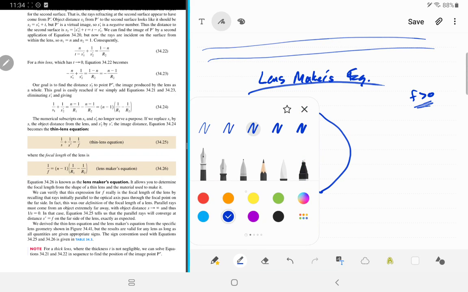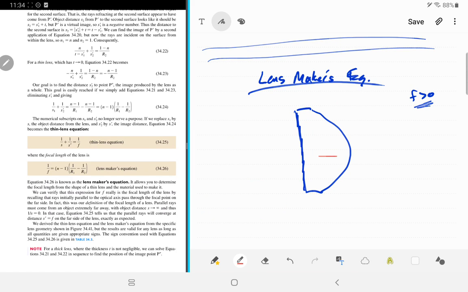So we need to know the index of refraction of the glass. So we need to know the value of n, making up the glass right there. So this equation, by the way, assumes that the surroundings are air of n equals 1. So the n right here is whatever the lens is made of. For the most part, it's glass, and n is somewhere around 1.5, 1.6, something like that. But you should be given that in a problem.